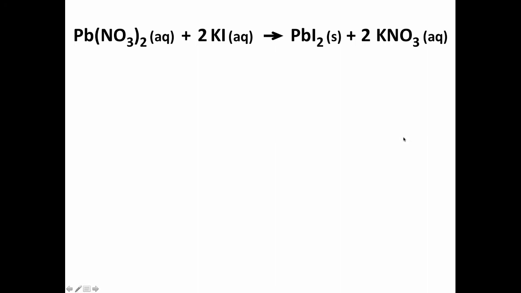And then we also note that what we started with was lead associated with nitrate and potassium associated with iodide, and after the reaction is complete, the lead is associated with the iodide and the potassium is associated with the nitrate. So in other words, these two substances kind of switched partners.